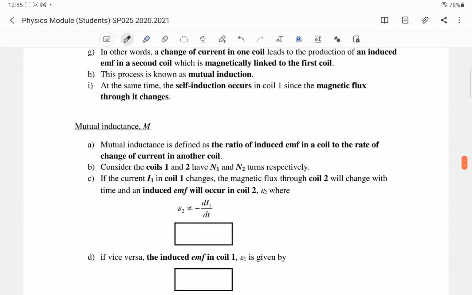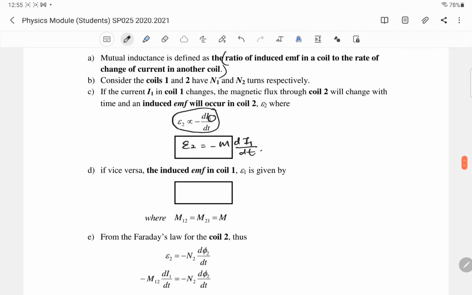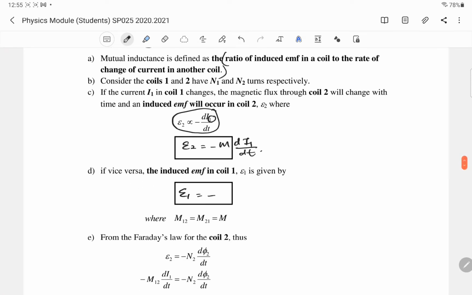Okay, kita tengok pula what is mutual inductance. Inductance M is the ratio of the induced EMF in a coil due to the rate of change of current in another coil. Okay, so kita kat sini, the EMF induced in coil number 2 is directly proportional to the rate of change of current in coil number 1. So we have E2 is equal to negative M dI1 over dt. Okay. Vice versa, we have E1 equal to negative M dI2 over dt, where M12 sama juga dengan M21 is equal to M.